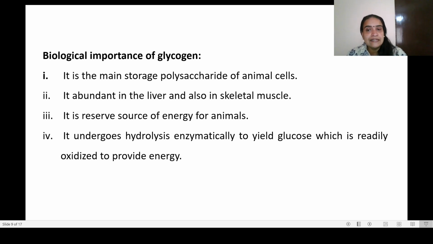present in animal cells, whereas starch is present in plant cells. It is abundant in the liver and also in skeletal muscle. It is a reserve source of energy for animals. It undergoes enzymatic hydrolysis to yield glucose, which is readily oxidized to provide energy.